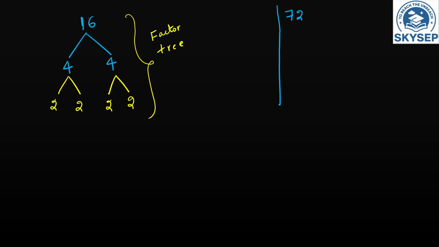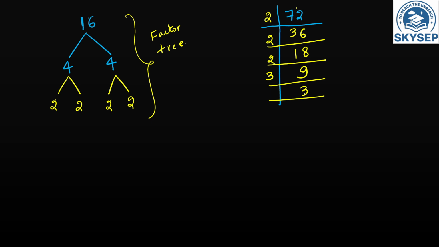Let's factorize this number. So I'm just dividing it by 2. 2 threes are 6, 2 sixes are 12, 2 eights are 16, 2 nines are 18. 3 threes are 9, 3 ones are 3. That means what are the prime factors for this number 72? 2 into 2 into 2 into 3 into 3 into 1.